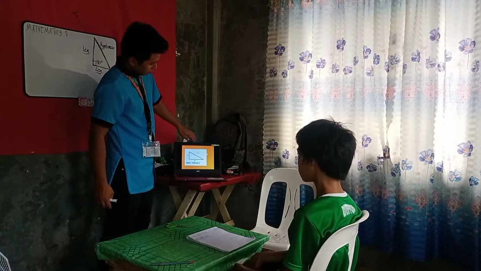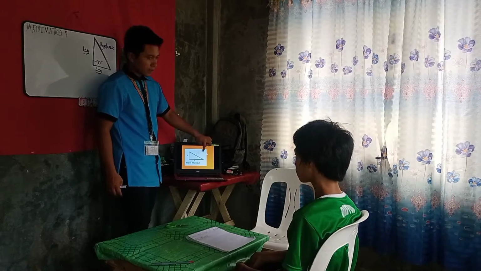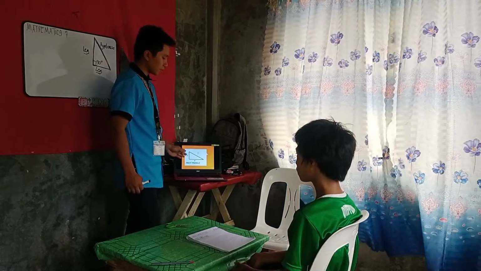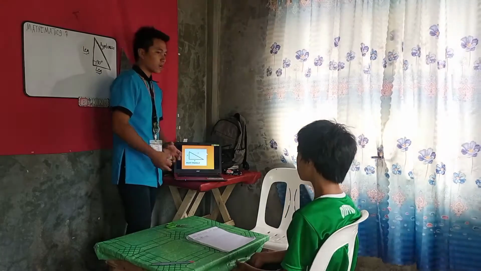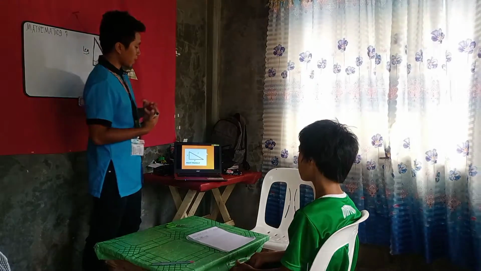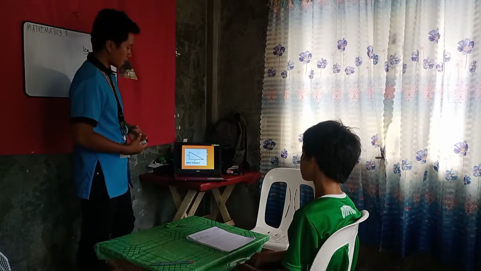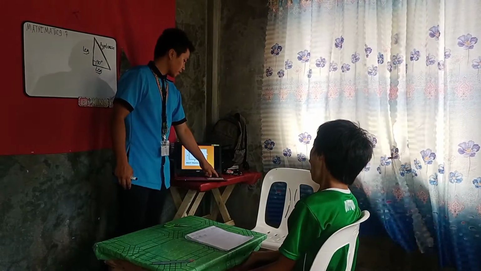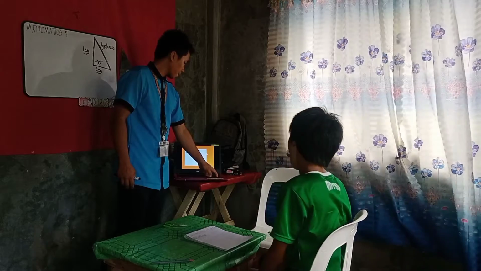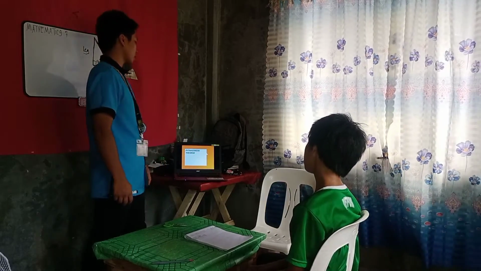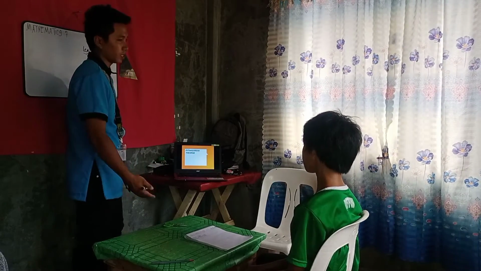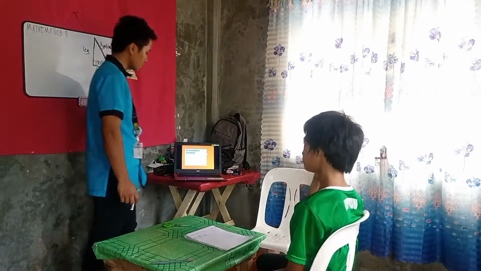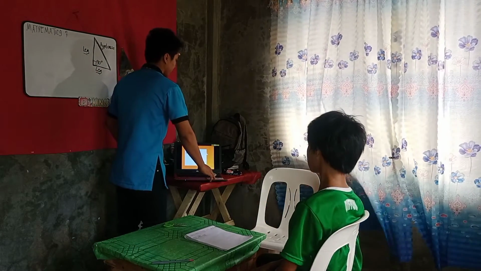Or, the hypotenuse is given, the base is given, the other leg is missing. What are we going to do to find the missing piece of our right triangle? As we proceed, meron tayong tinatawag na Pythagorean Theorem. So, ano nga ba yung Pythagorean Theorem natin?